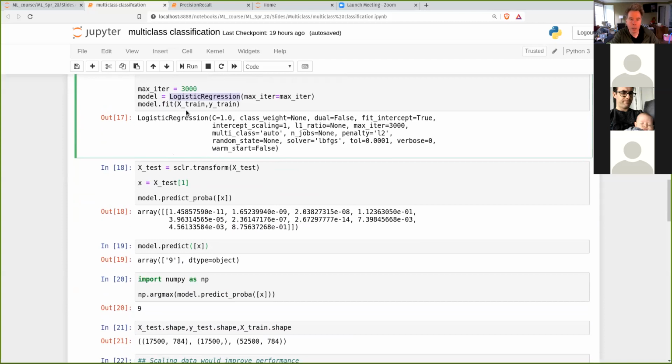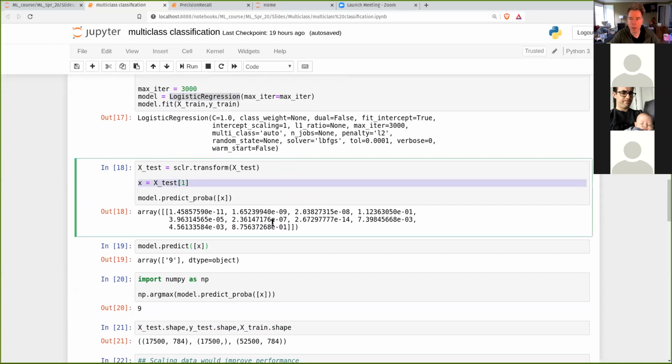So we train it, and now let's take one test point. I just take the test point that's in the first position here, and we want to predict it. But I predict its probability, and look what it returns. It returns not one probability, it returns 10. What do you think the meaning of these 10 probabilities are? For all 10 of the numbers?